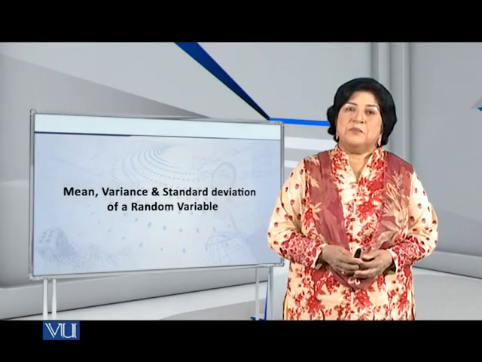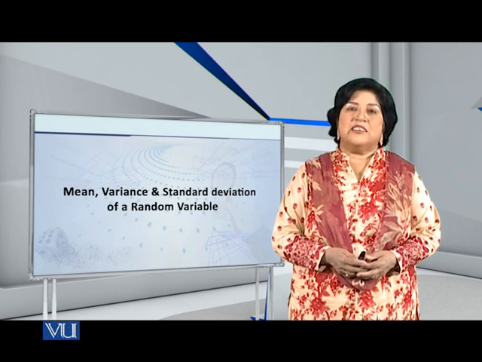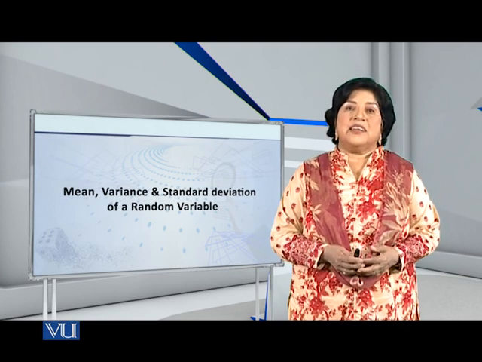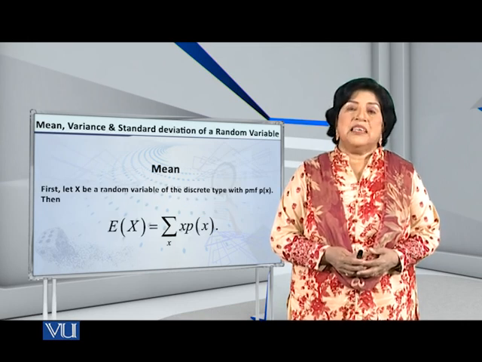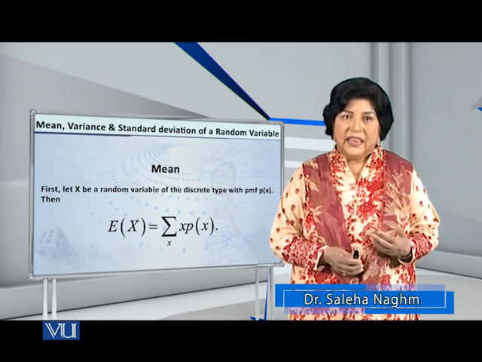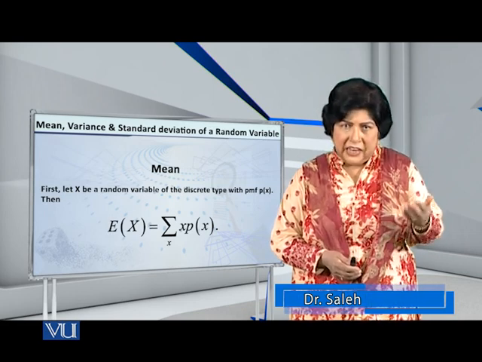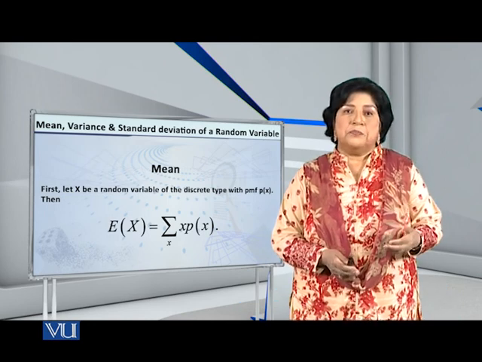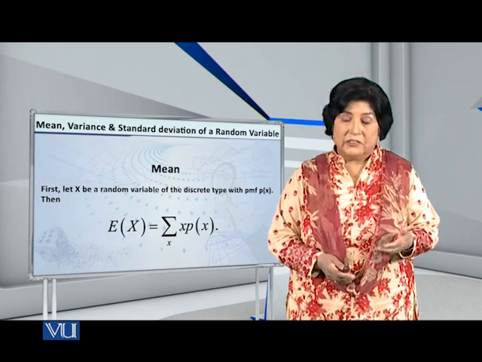Dear students, let me present to you the concept of the mean, variance, and standard deviation of a random variable. First, let us consider the case when the random variable x is a discrete variable. So in this case, the expected value of x will be given by summation x into p of x, where x are the values of the random variable, and p of x represents the probabilities associated with those values.